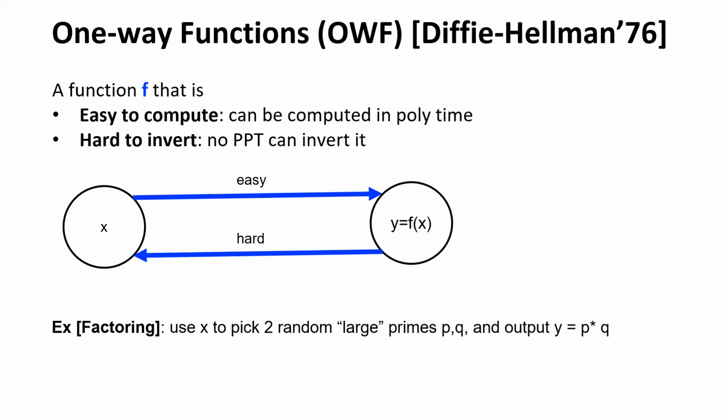A one-way function, as you all know, is a notion proposed by Diffie and Hellman in '76. If a function f is one-way, it's easy to compute and hard to invert. So given a random x, it's easy to compute f of x, but it's hard to go back to x from f of x.